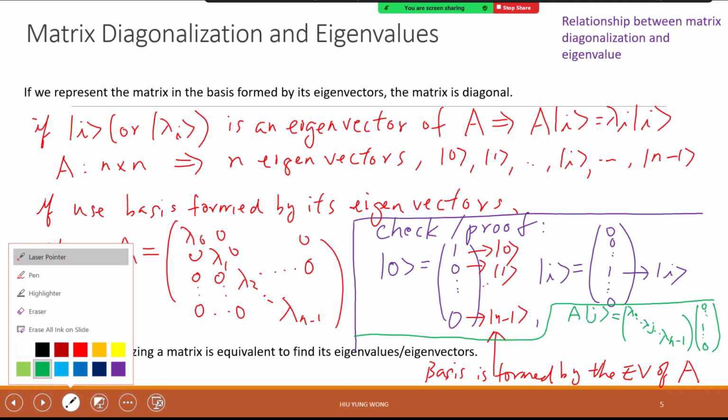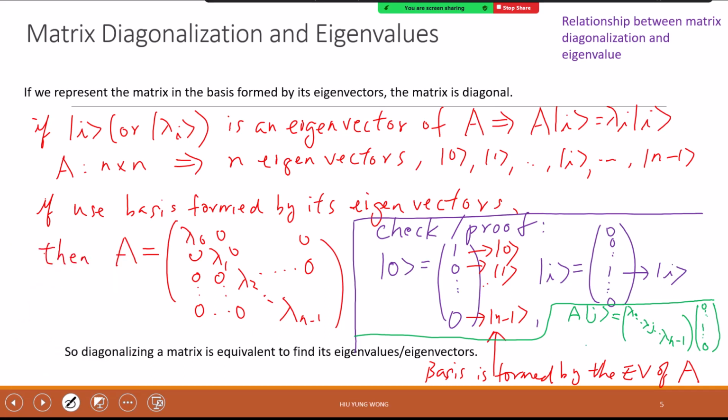So you just do the matrix multiplication. You will find that this is lambda 0 times 0, and then the rest is 0. So the first term must be 0, and only when you reach the j-th column and j-th row would you have a non-zero product, because the j-th column times the j-th row gives me lambda j. So this is lambda j, and the rest is zero also, okay?